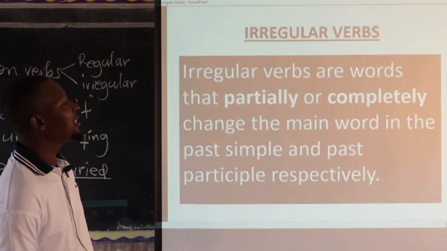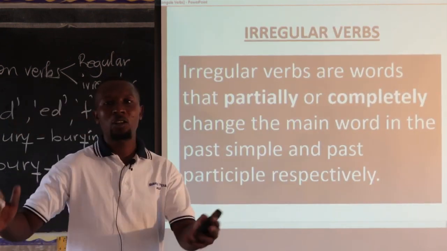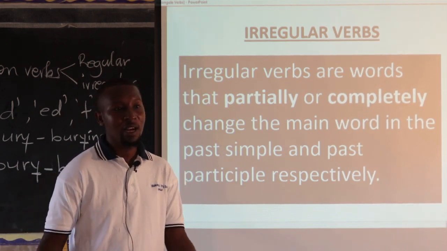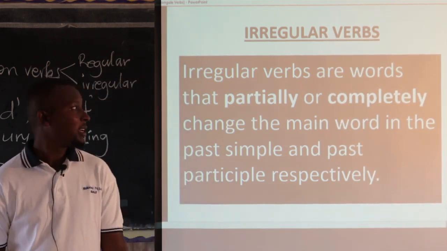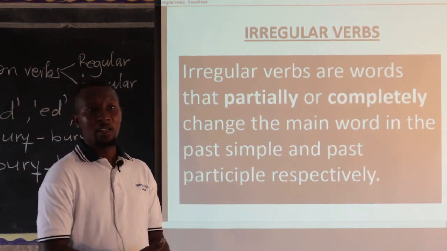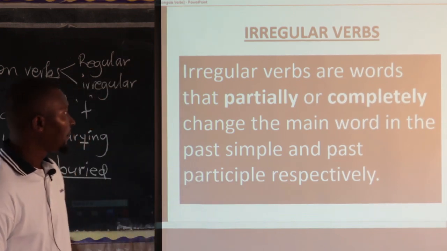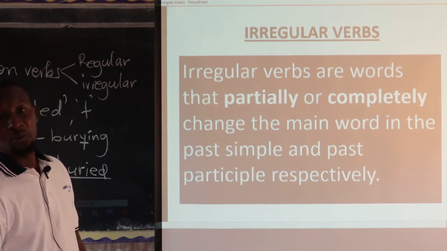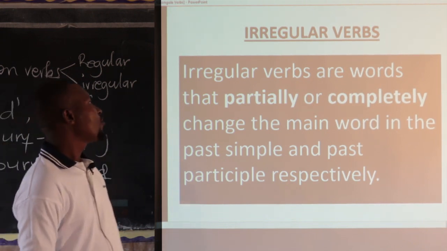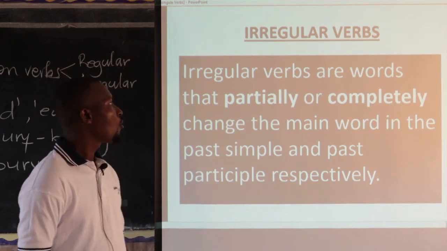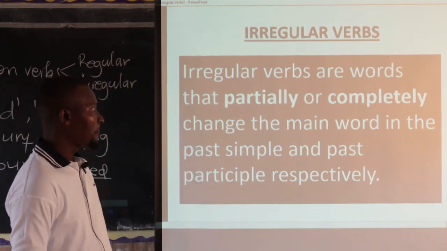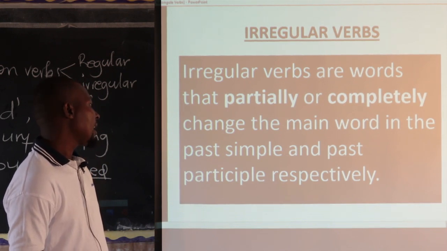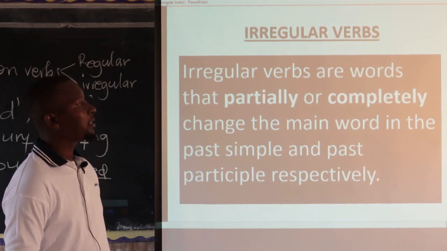Let us now, straight away, since we have finished the section of regular verbs, and we said regular is the simplest part, look at the irregular verbs. Help me read through this. So we say that irregular verbs are words that partially or completely change the main word in the past simple and past participle respectively.